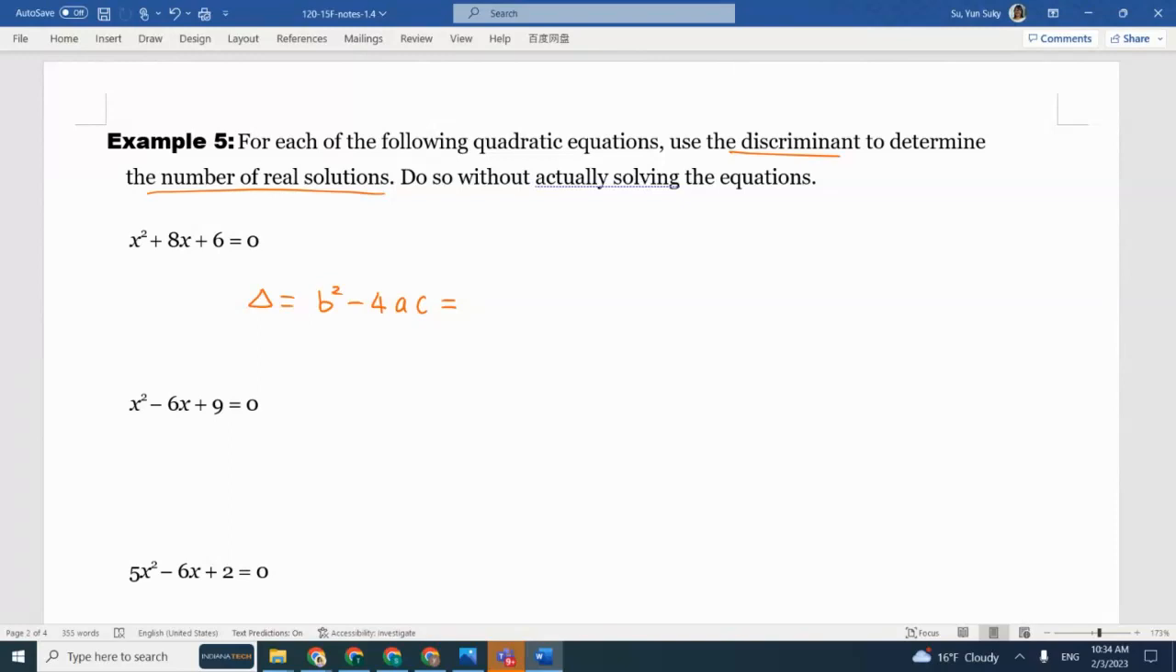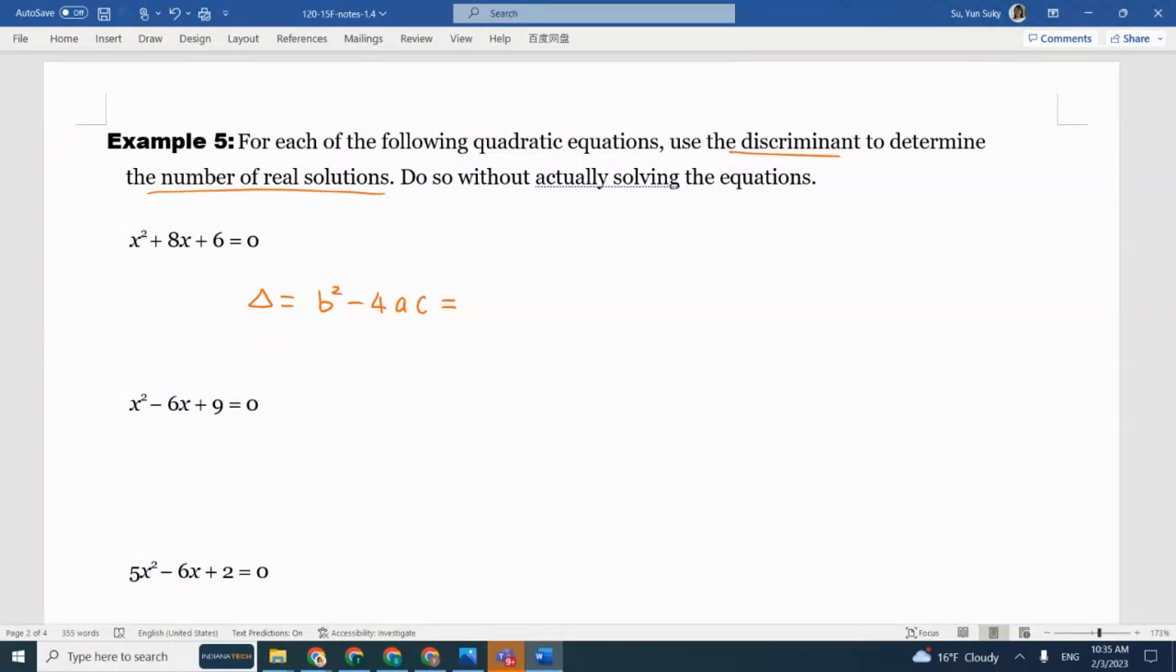Hi, what's your name? Quinn. What is B? So A is the coefficient of x squared. B is the coefficient of x. C is the constant term. So what is B in this case? 8. Right, anybody? 8.